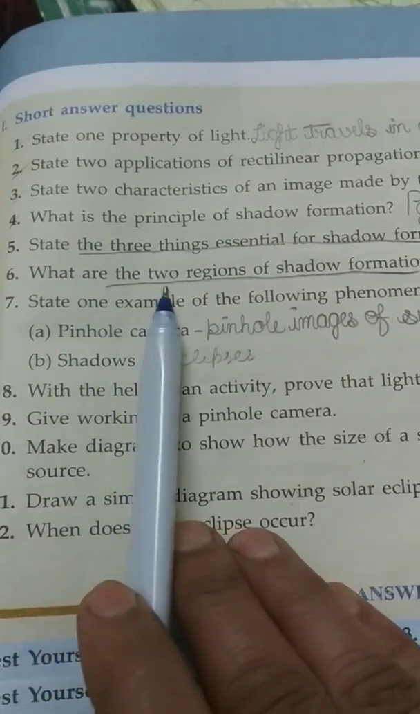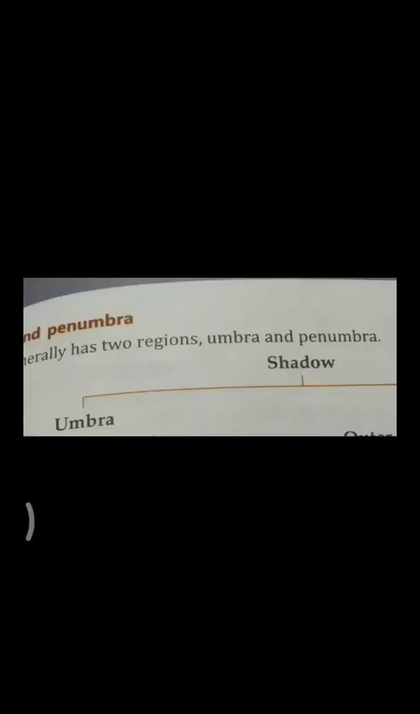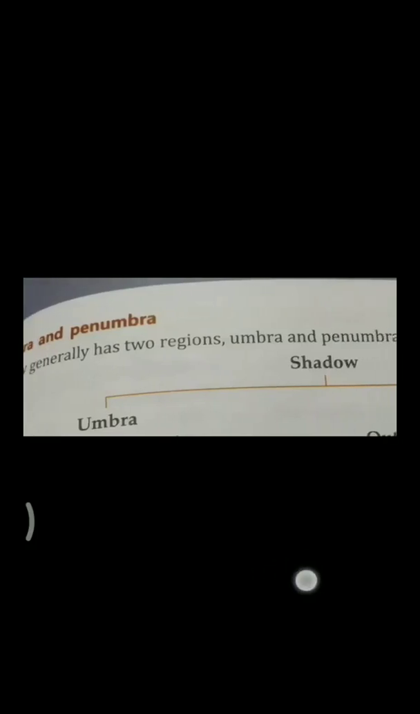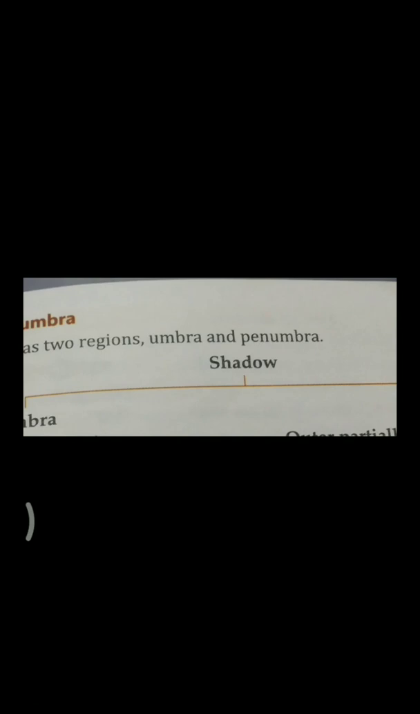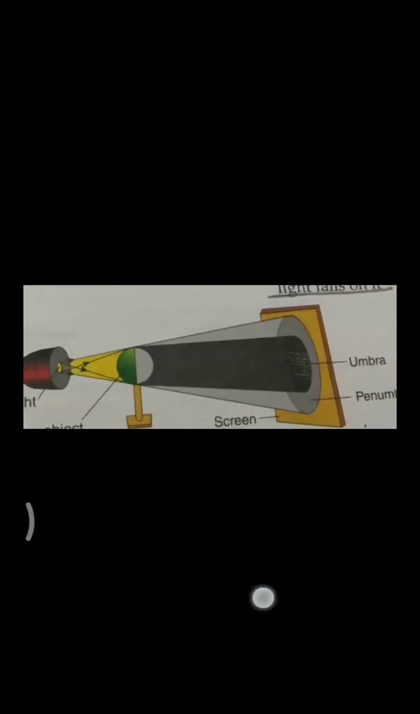Sixth, what are the two regions of shadow formation? Sixth answer. A shadow generally has two regions, umbra and penumbra. And this diagram you will draw with this answer.